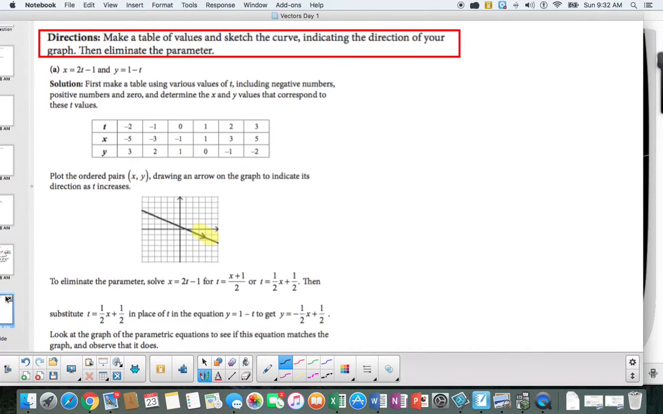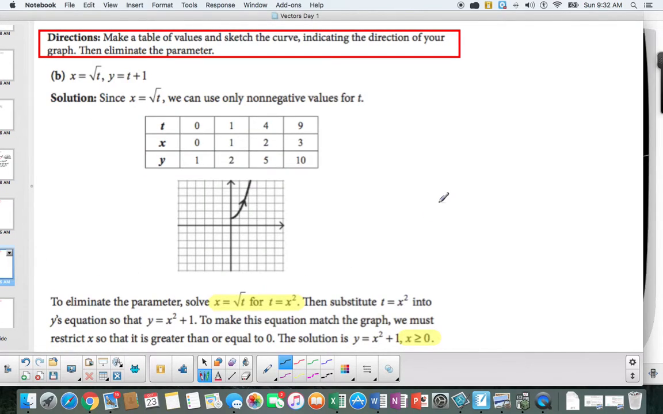All right, now these are examples that come from the handout that I gave you, and these are 3 examples. The author does a really good job of showing you making a table, sketching the curve, indicating the direction of your graph, then eliminating the parameter. So here are all the steps. Again, I highlighted indicating the direction. Here's the next step. Again, graphing, finding the table, graphing, putting the indicator of how it's going, and eliminating the parameter: getting x, solving for t, and then substituting, and we get this.